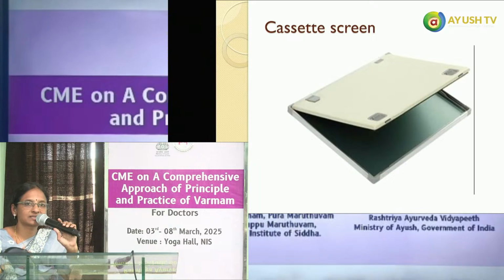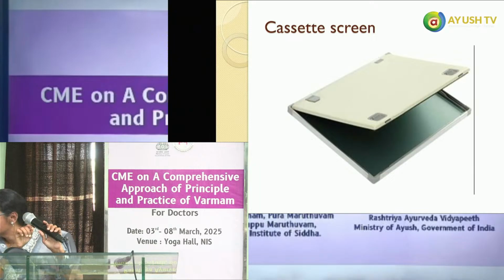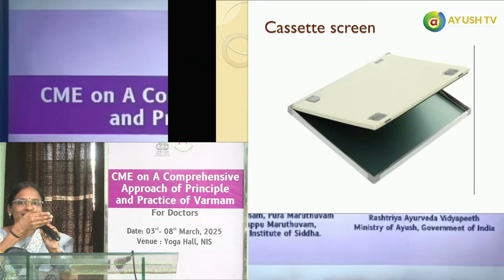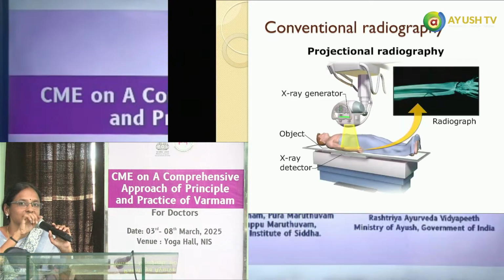So this is the cassette that is used. The cassette is either carried in place with the film and they will put it in the X-ray detector tray. And they will get the image.